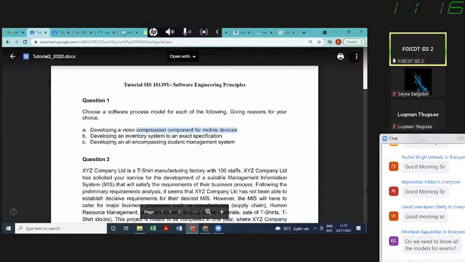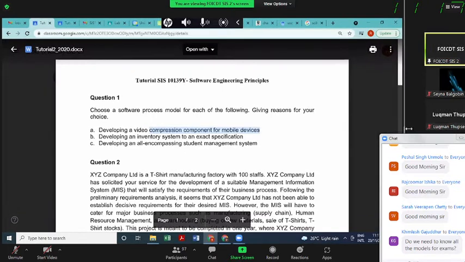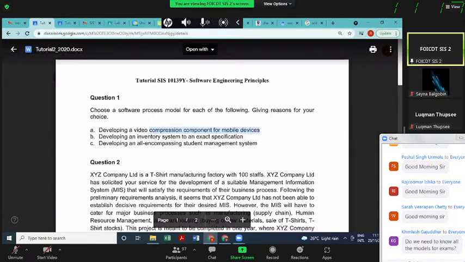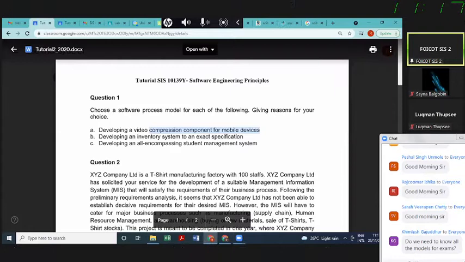If you're talking about incremental, the only reason, according to me, why we should be having incremental is because you would want the product to be rapid on the market. And even though it consists of the first increment that's going to have the most important features, then it's okay. That's the only reason. Because, you know, this one, video compression component for mobile devices, it's not a very simple project. If you try to understand this, it's quite complex. We have to understand the context, we have to understand the situation.